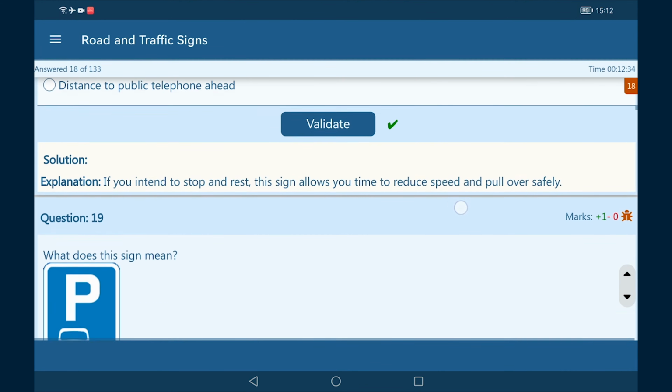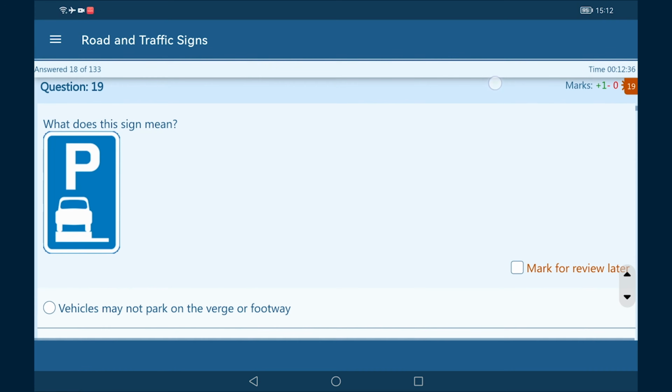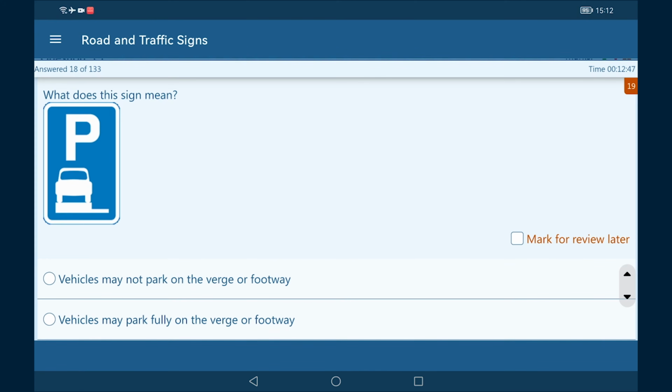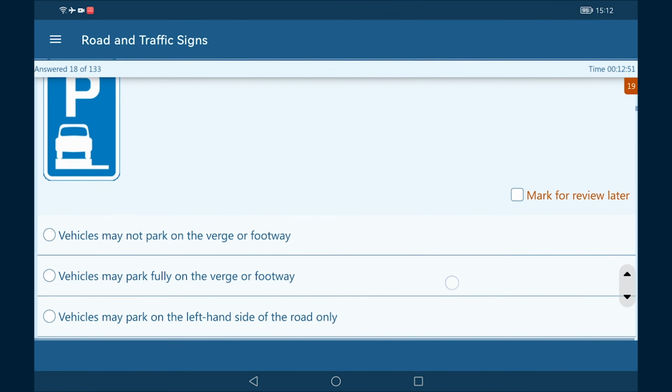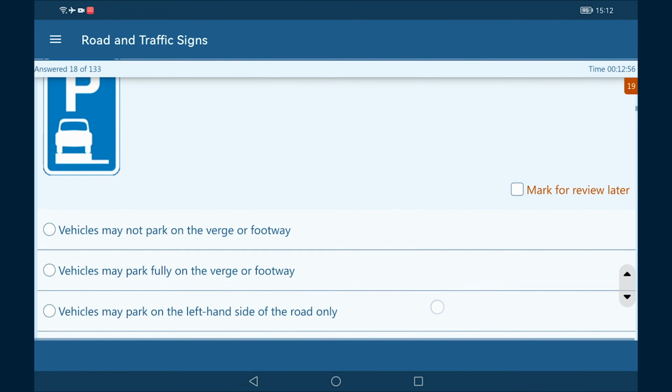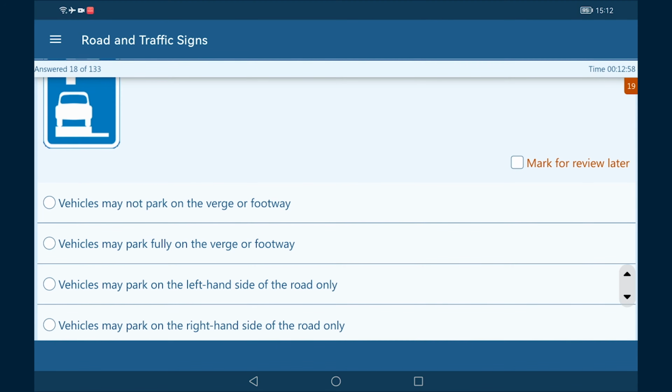Question 19. What does this sign mean? Option 1. Vehicles may not park on the verge or footway. Option 2. Vehicles may park fully on the verge or footway. Option 3. Vehicles may park on the left-hand side of the road only. Option 4. Vehicles may park on the right-hand side of the road only. The correct answer is Option 2. That is, vehicles may park fully on the verge or footway.